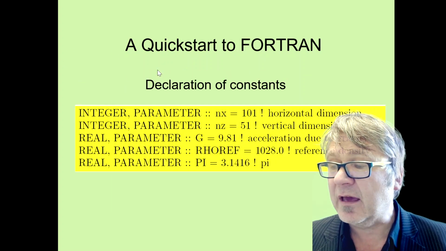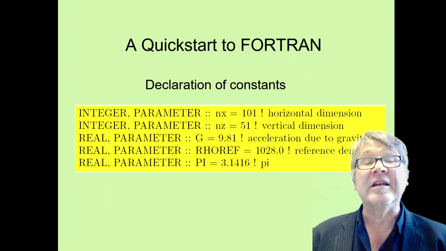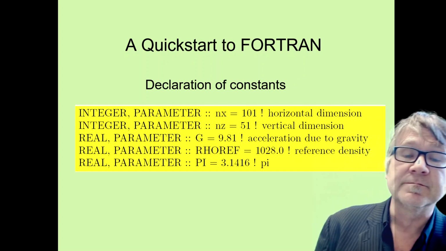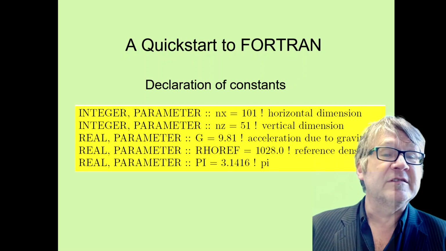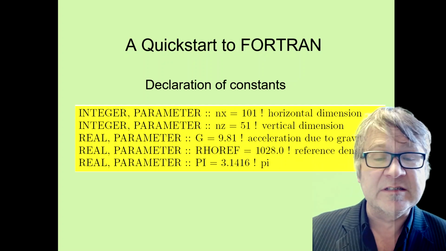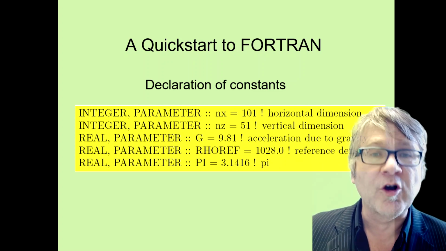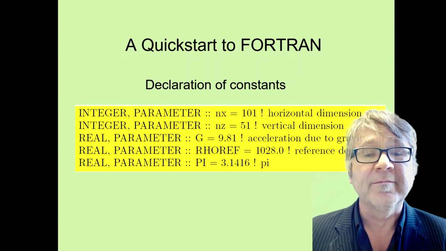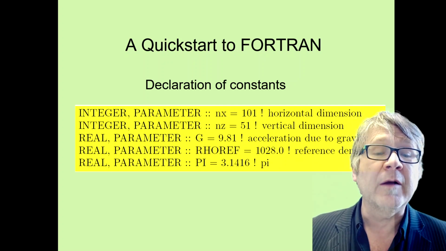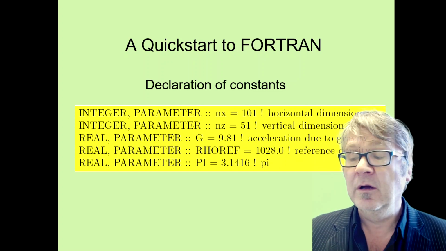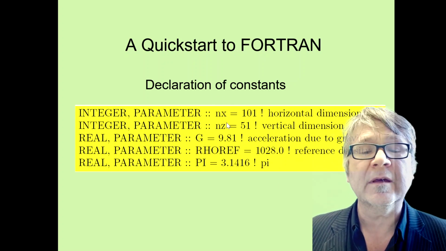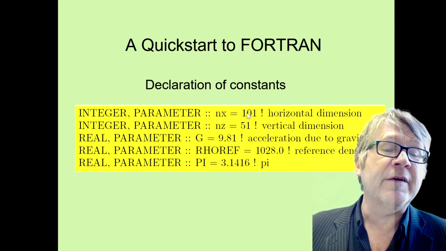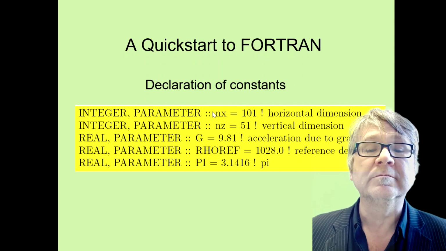Okay, so let's have a look at some examples of declaration of constants. This is how it's done. And if you want to do something similar, you just copy and paste. So this is one of the few examples where copying and pasting makes really sense. So for example, I want to use a constant called nx. It's written here in the top line. And I want to have this to be 101.